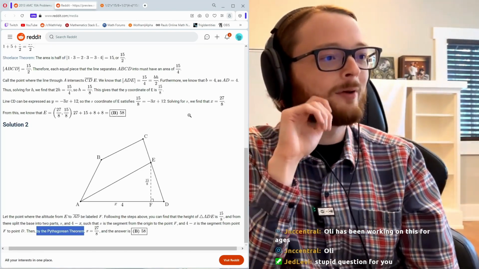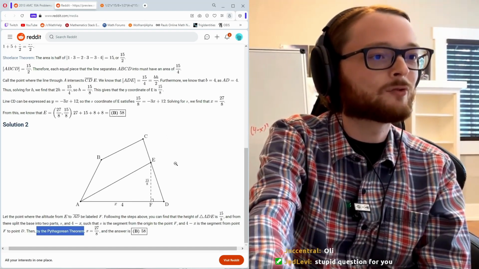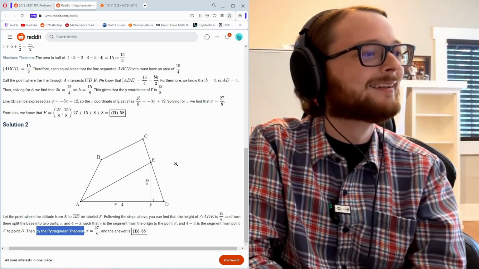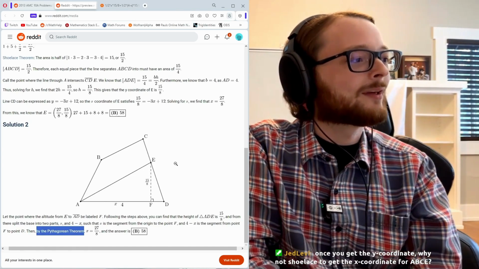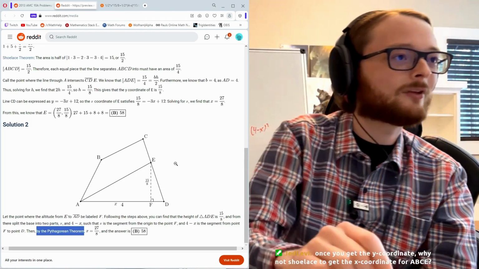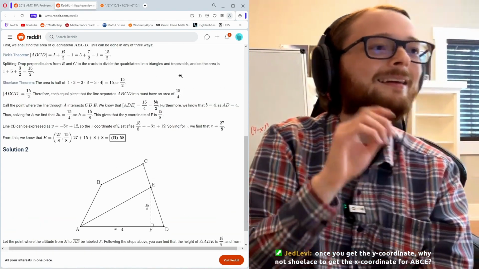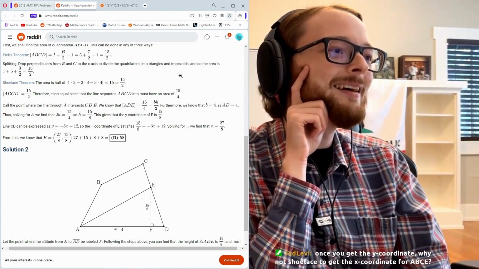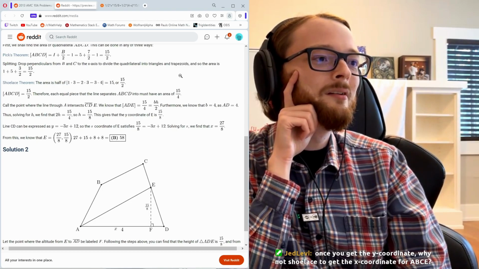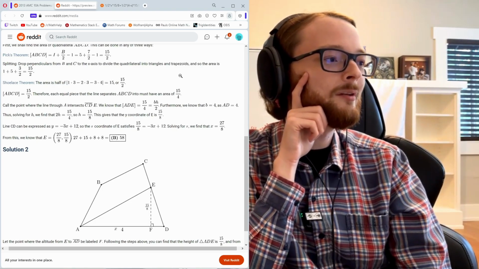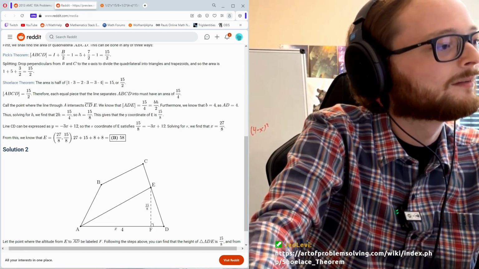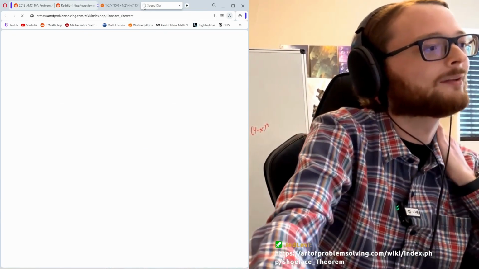And sorry, while I've been talking about video games, I've still been thinking about this geometry problem. I'm just like, I don't know. Once you get the y coordinate, why not shoelace to get the x coordinate for ABC? I had never seen shoelace before. What? The area is half of 1 times 3 minus 2 times 3. Oh, we do the same thing just with a smaller shape? And you have a variable in the middle instead?